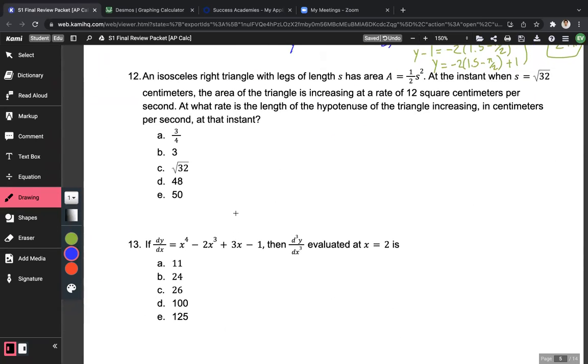Number 12 is a related rates problem, everybody's favorite. You've got a lot of information to work with here, so let's get to it. We're given that we've got an isosceles right triangle. As soon as I see those words, I'm just going to draw one over here so that I've got a picture. And we're calling the lengths of our side s. So there's s, and here's my hypotenuse. Maybe I'll call that H, or better yet, I'll call it c. There's my hypotenuse of length c.